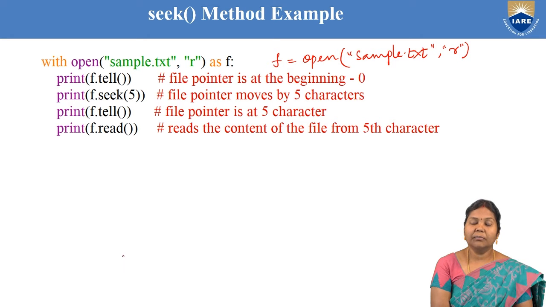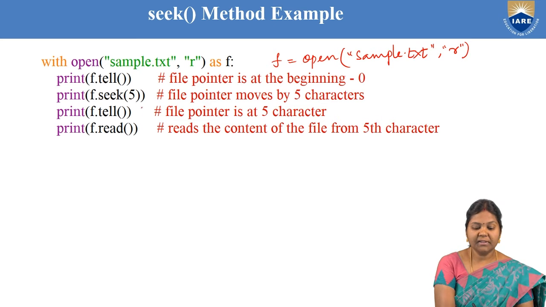Now, if you want to see what the current file position is, then you can use the f.tell method. The tell method will tell where the current file pointer is. So it will tell that it is there at the beginning. Now, if you want to move your cursor by 5 bytes, then you can write f.seek of 5.